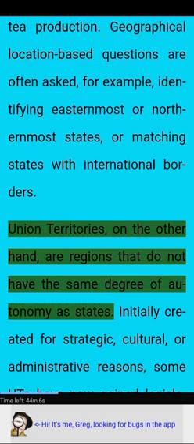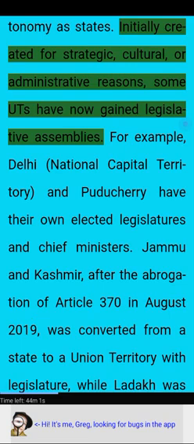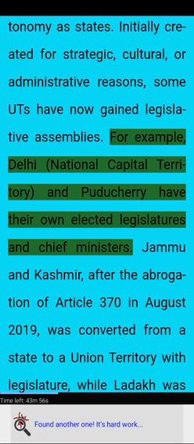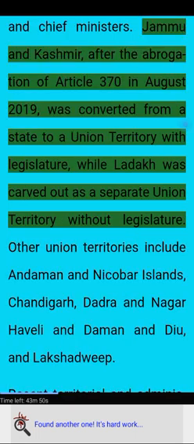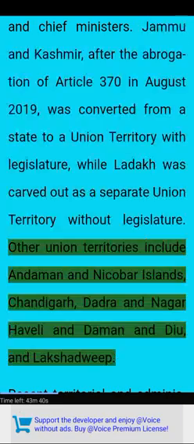Union territories, on the other hand, are regions that do not have the same degree of autonomy as states. Initially created for strategic, cultural, or administrative reasons, some UTs have now gained legislative assemblies. For example, Delhi National Capital Territory and Puducherry have their own elected legislatures and chief ministers. Jammu and Kashmir, after the abrogation of Article 370 in August 2019, was converted from a state to a union territory with legislature, while Ladakh was carved out as a separate union territory without legislature. Other union territories include Andaman and Nicobar Islands, Chandigarh, Dadra and Nagar Haveli and Daman and Diu, and Lakshadweep.